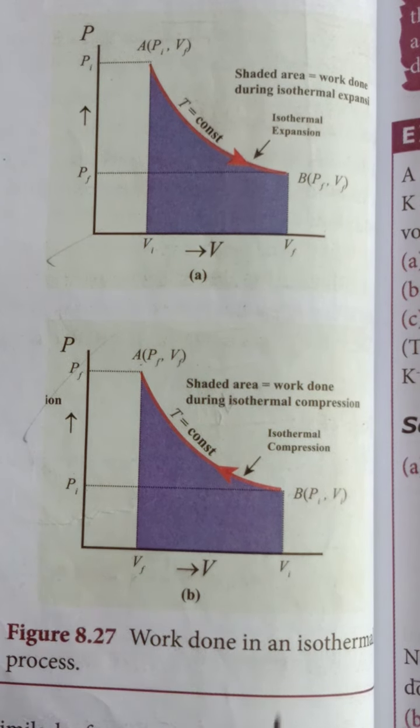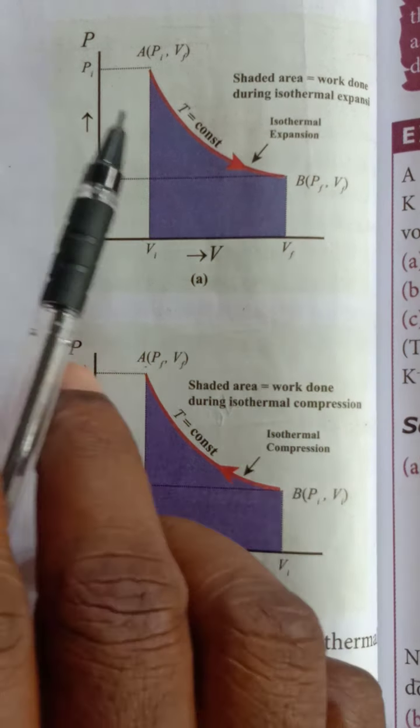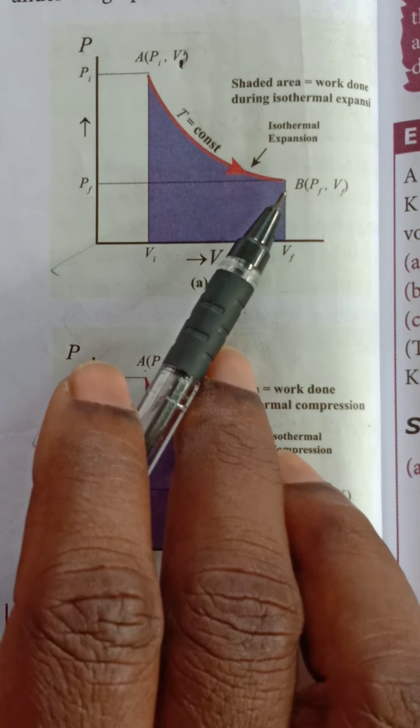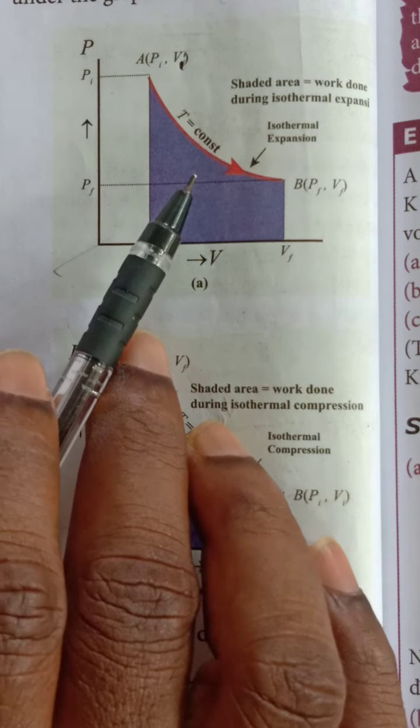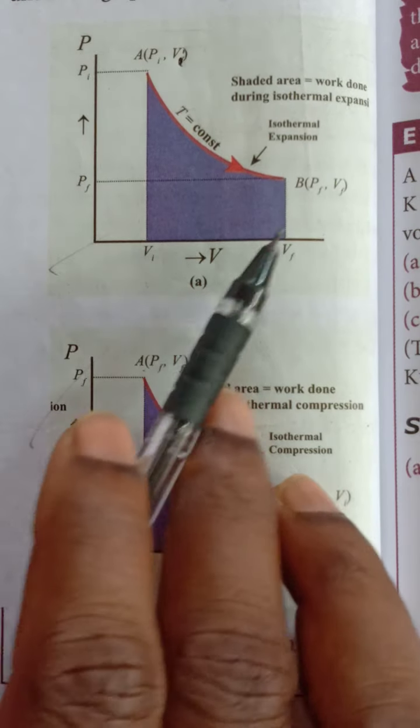The graph shows the work done in an isothermal process. Here the initial pressure is Pi and the volume is Vi. During the expansion, the volume will increase and the pressure will decrease. So this is the final position. T is constant for the isothermal process. So this region is called the work done by the gas.